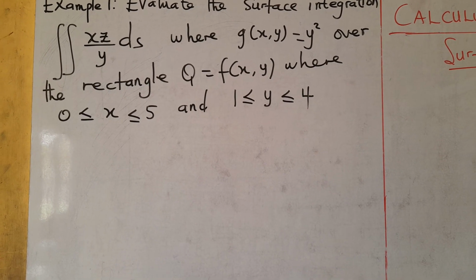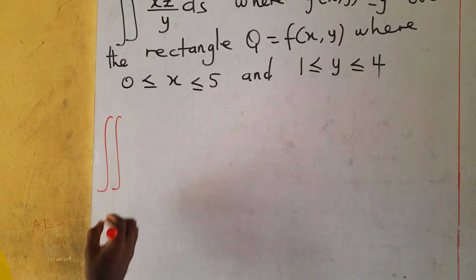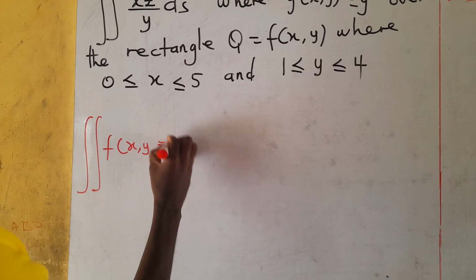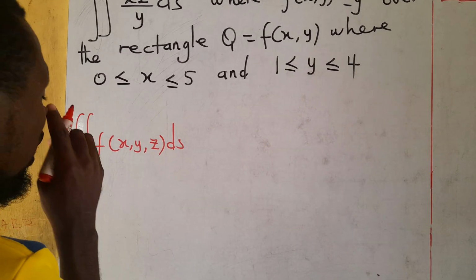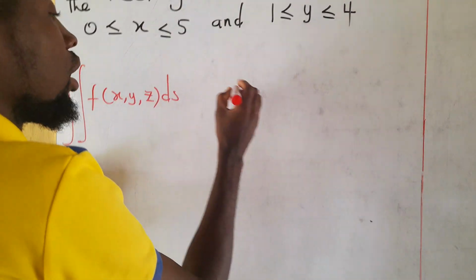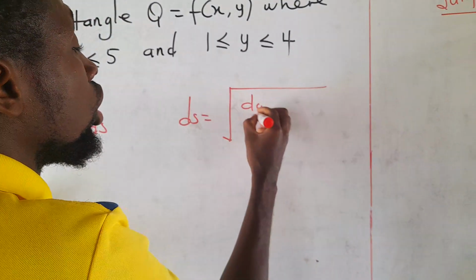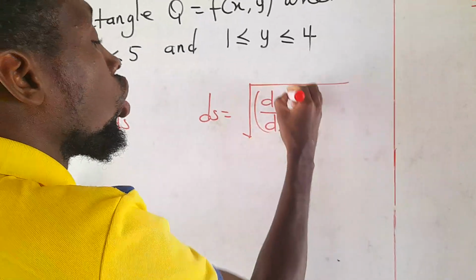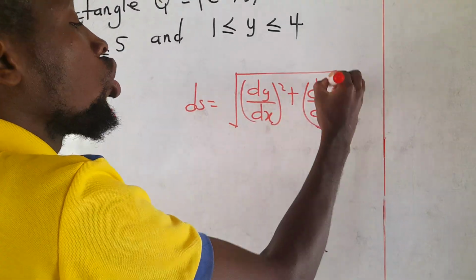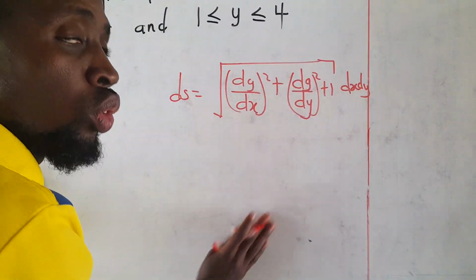Please remember, we said that the surface integral of the function f of x, y, and z ds is given as this. And we said that ds, remember ds is equal to the square root of dg over dx all squared plus dg over dy all squared plus 1, dx dy. I hope you know this by now.